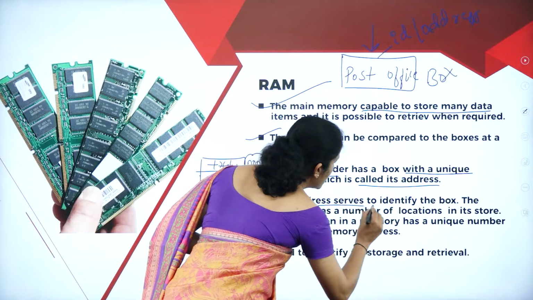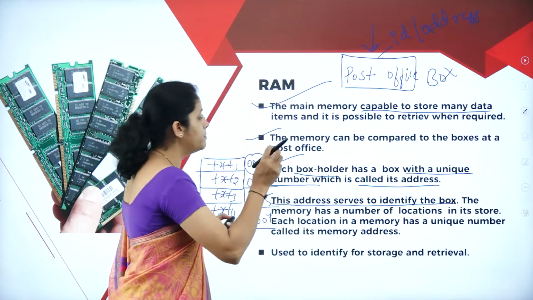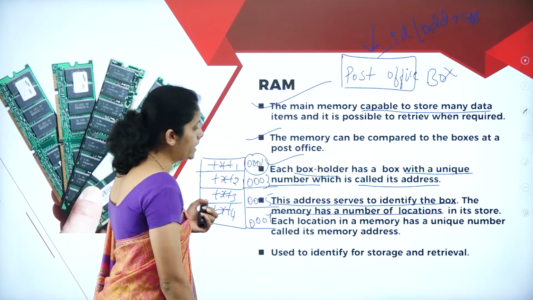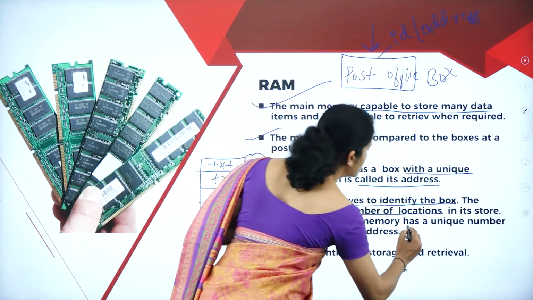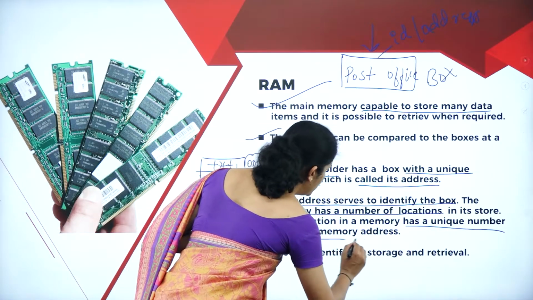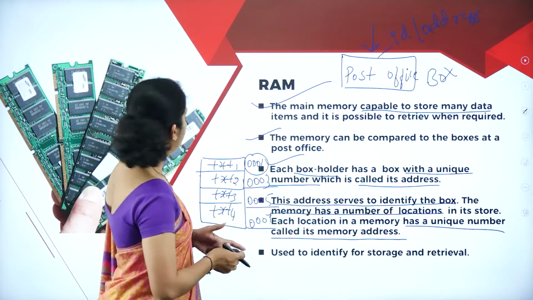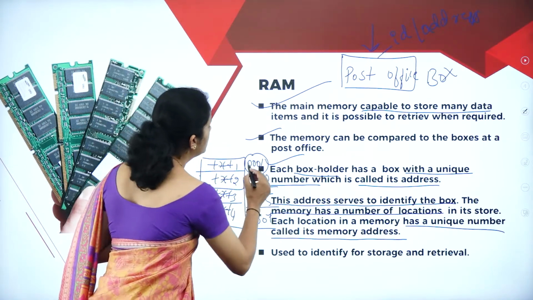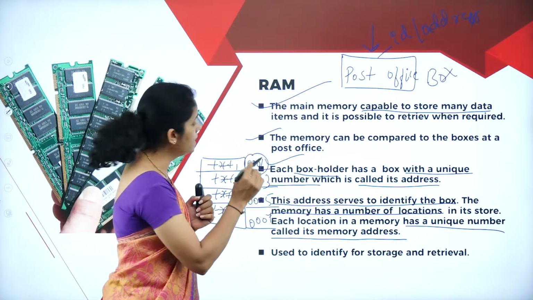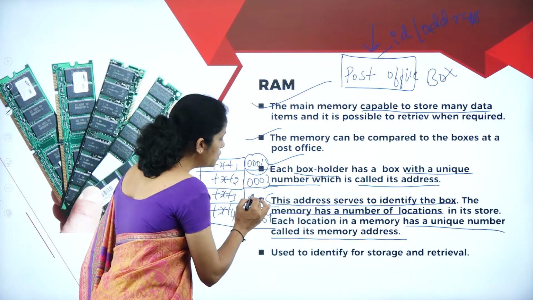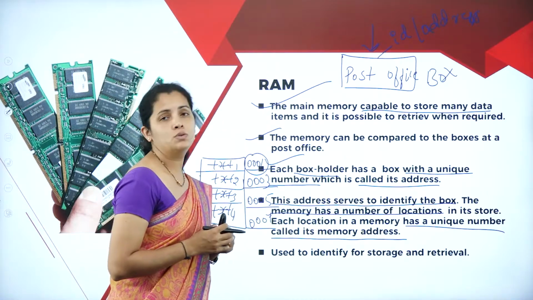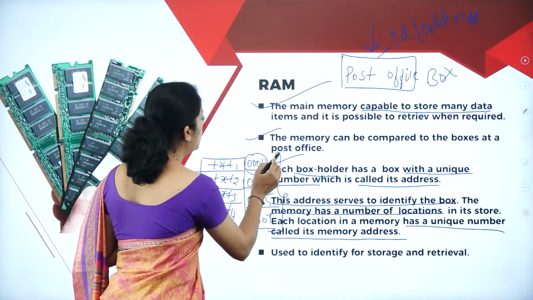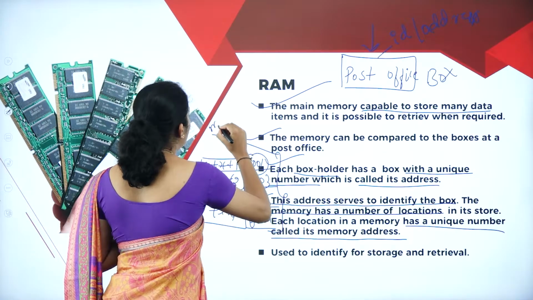So this address serves to identify the box. The memory has a number of locations in its store. Each location in a memory has a unique number called the memory address. If I consider this example, what memory addresses do I have? That is 0001, 0003, 0005 and 0007. So these four numbers are called memory addresses.